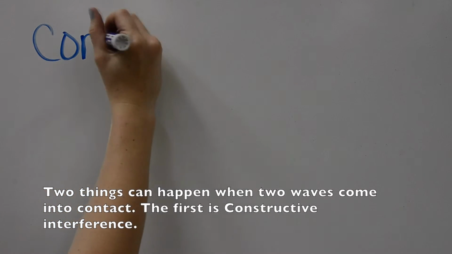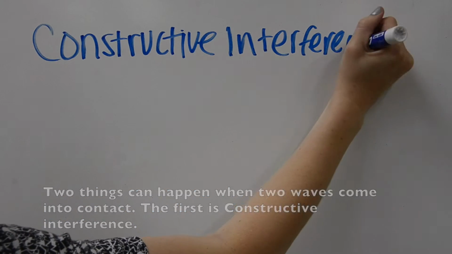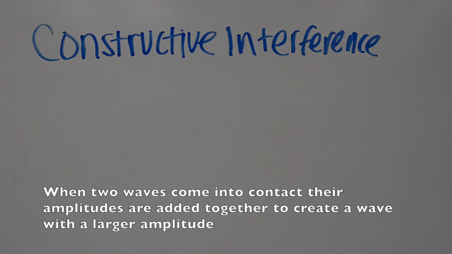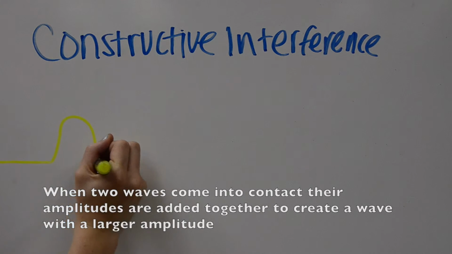Two things can happen when two waves come into contact. The first is constructive interference. When two waves come into contact, their amplitudes are added together to create a wave with a larger amplitude.